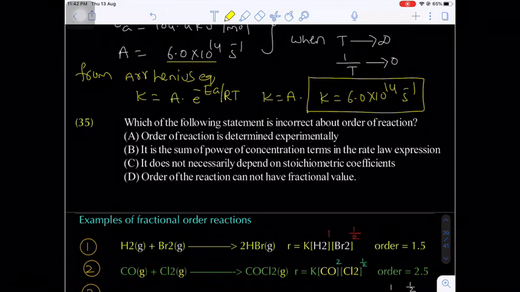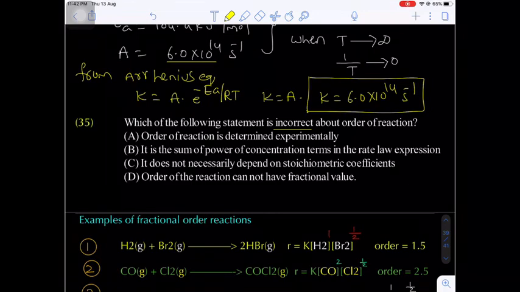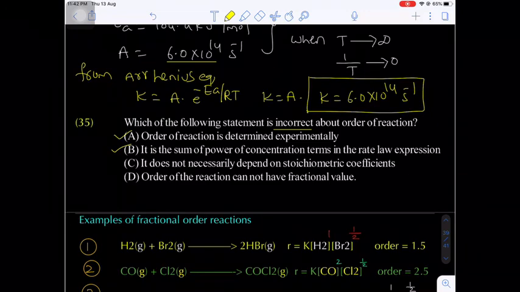Which of the following statements is incorrect? This is very important. Please mark the incorrect point about the order of a reaction. Order of a reaction is determined experimentally. Yes, this is correct. It is the sum of the powers of the concentration terms in the rate expression. Yes, this is also correct. In the last class I told you about the order of a reaction. If you have any doubts, go through the last video.